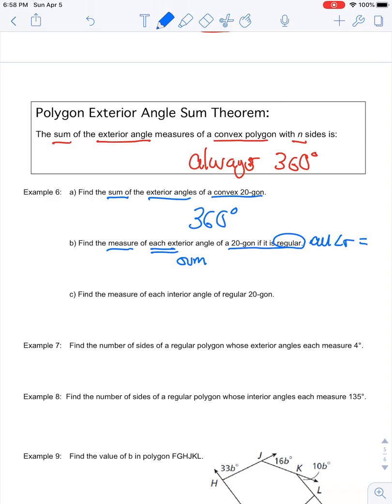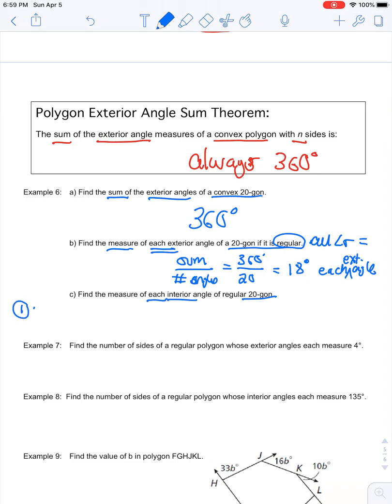So if the sum of the angles is 360 degrees, we'll divide by the number of angles. Now remember, the sum is 360 degrees, and a 20-gon is going to have 20 angles. So 360 divided by 20 is going to give us 18 degrees for each exterior angle. And then finally it says find the measure of each interior angle of a regular 20-gon.